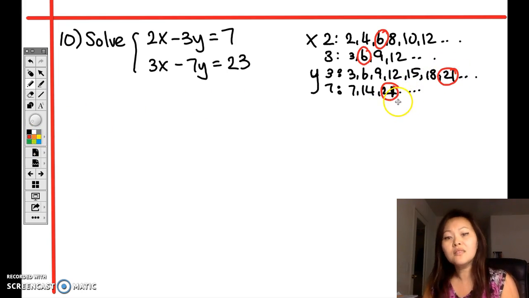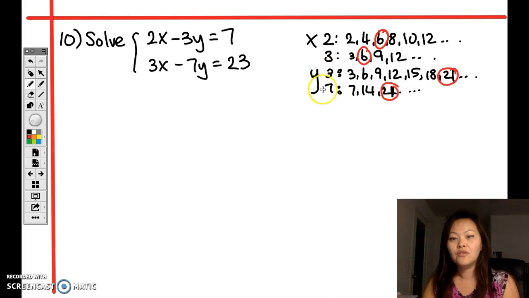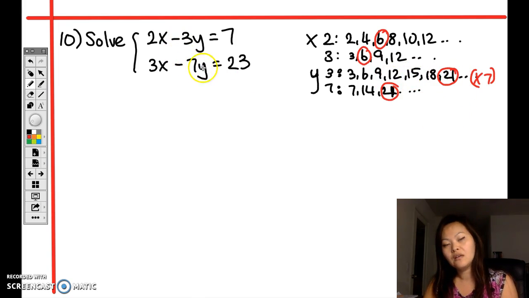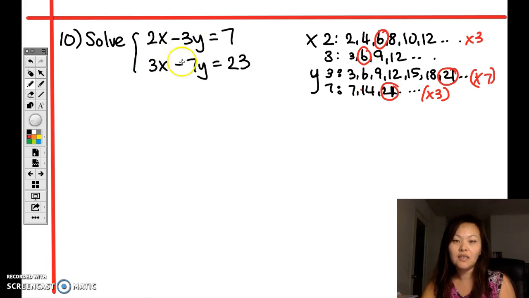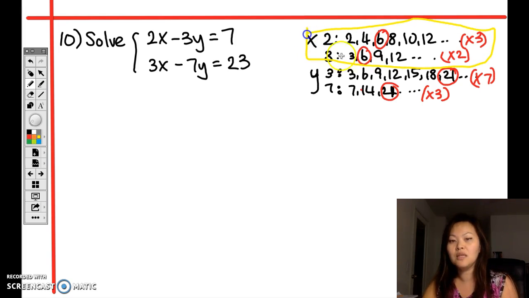Now, what this means is if you want to eliminate the y, this 3 has to turn into a 21. So you multiply by 7, or you can just count 1, 2, 3, 4, 5, 6, 7. And this 7 has to turn into a 21, which means you multiply by 3, or you can count 1, 2, 3. Same thing if you want to eliminate the x: this 2 has to turn into a 6, so you multiply by 3, and this 3 has to turn into a 6, so you multiply by 2. You can pick whatever you want, but I like to use smaller numbers. So I'm going to choose to eliminate the x and not the y.